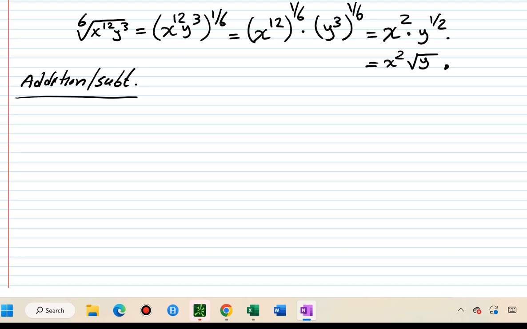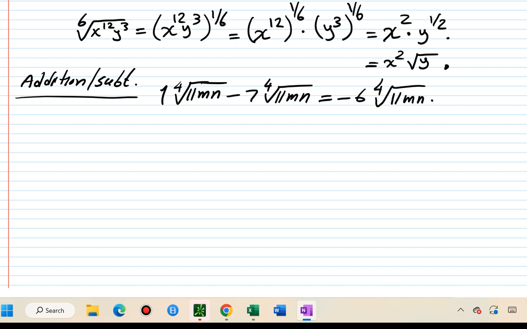So for example, let's say I have the 4th root of 11mn times negative 7 times the 4th root of 11mn. See how they have to be identical to be like radicals. So we got one of that, negative 7 of the same. The answer is going to be negative 6, 4th root of 11mn. On the radical side, they have to be carbon copies of each other, identical, for them to be combined.